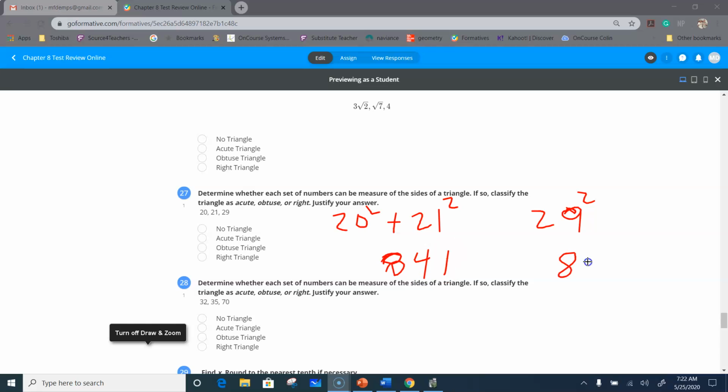And 29 squared is also 841. So when they're equal, we know we have the right triangle.